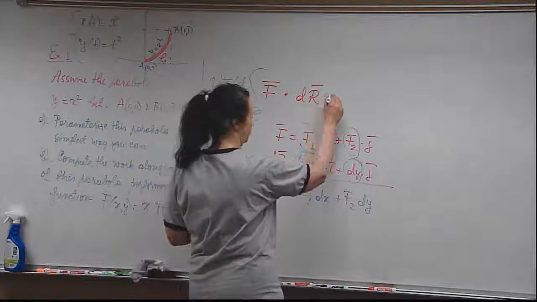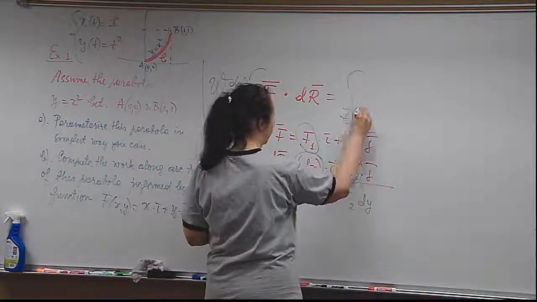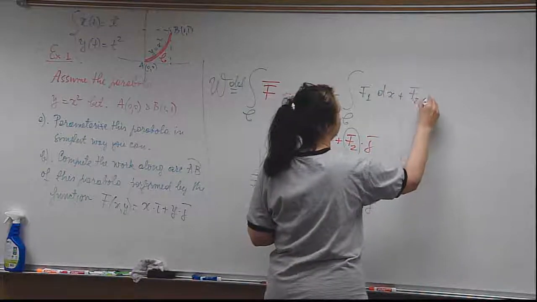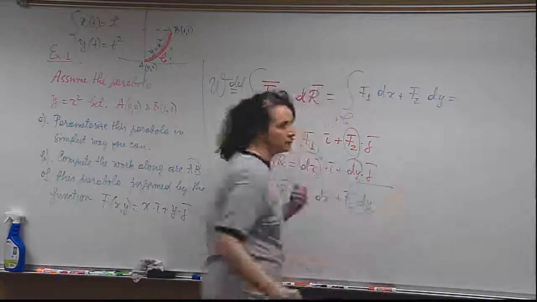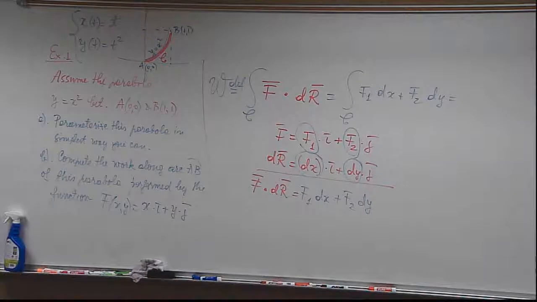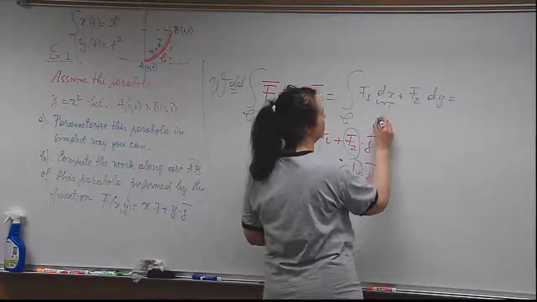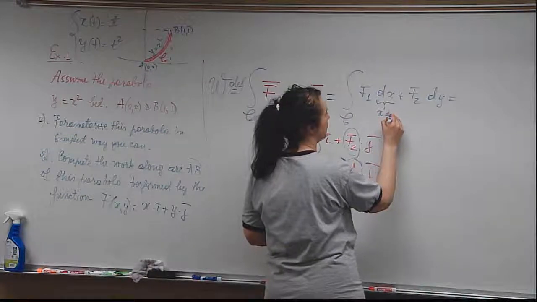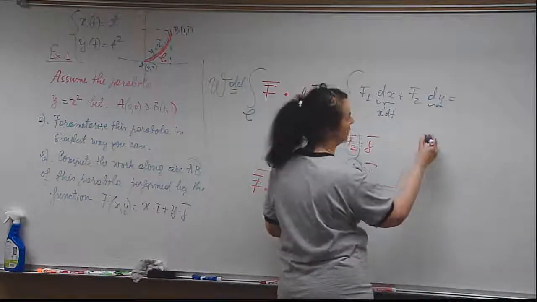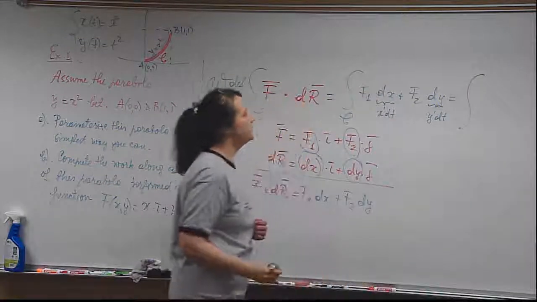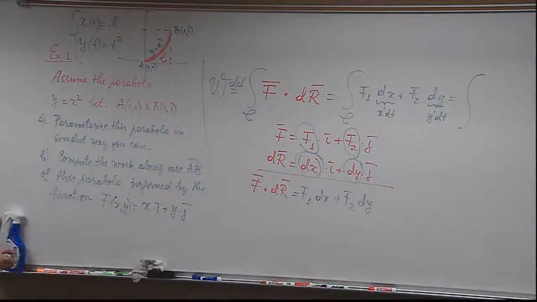I'll write it down. Along the path C, I'll have f1 dx plus f2 dy, but God knows what it's going to be in terms of time. So I have to change variable thinking. Okie dokie, dx by substitution was x prime dt, and dy by substitution was y prime dt. So I'd rather write this in a simpler way.